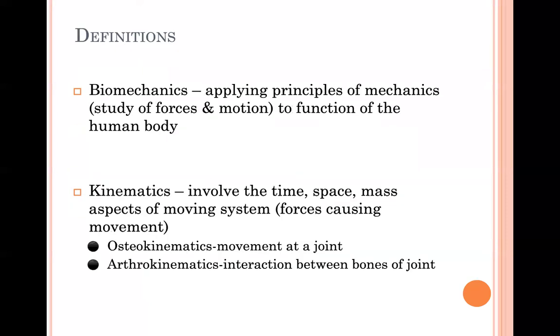So we're going to start with some simple definitions. Biomechanics is applying principles of mechanics, the study of force and motion, to function of the human body. Then we have kinematics, which involves the time, space, mass, and aspects of moving systems. So forces causing certain movements. We have different types of kinematics. Osteokinematics is the movement at a joint, and arthrokinematics is the interaction between bones of a joint. Kinetics in general is the forces causing actual movement as well.